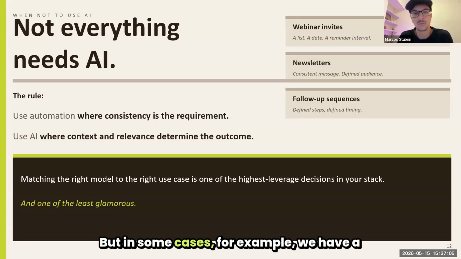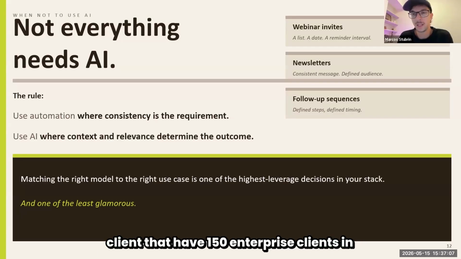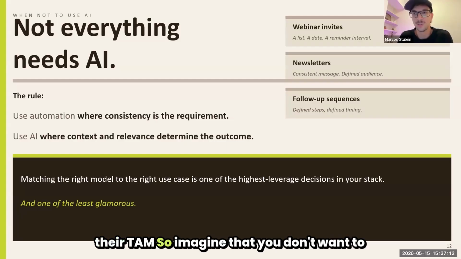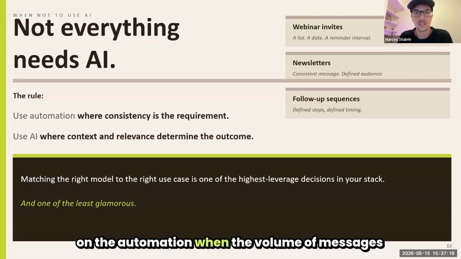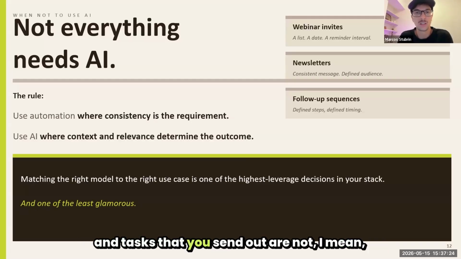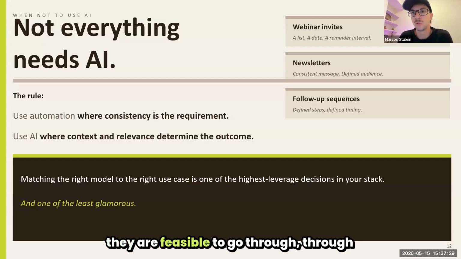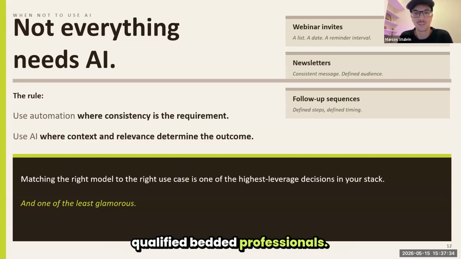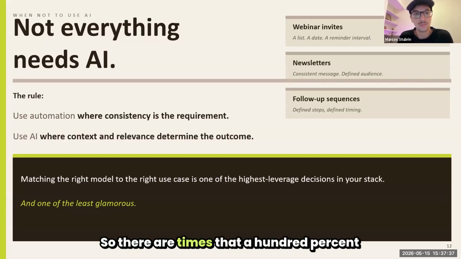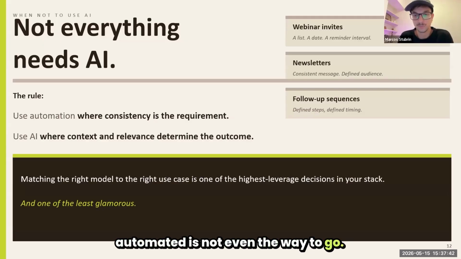But in some cases, for example, we have a client that has 150 enterprise clients in their TAM. So imagine that you don't want to risk the automation when the volume of messages and tasks that you send out is feasible to go through qualified, vetted professionals. So there are times that 100% automated is not even the way to go.